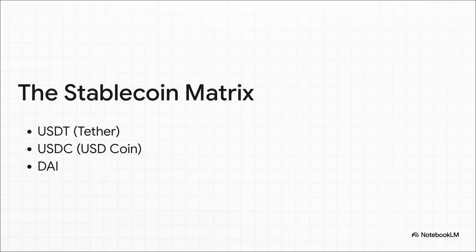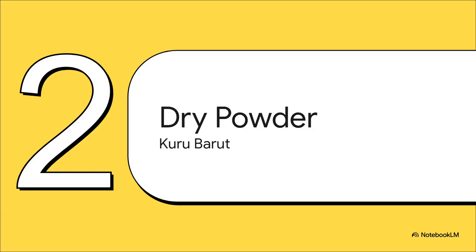Now, these assets perform the exact same function as traditional fiat injections do in the crypto ecosystem. They're cryptocurrencies pegged to a stable asset, usually the US dollar. They are the bridge, literally the mechanism through which outside capital enters our arena. I'm telling you, understanding the flow of these 3 specific assets is like seeing the future of the market before it even happens. Moving on to section 2, dry powder, or as we also call it, Kuru Barut.